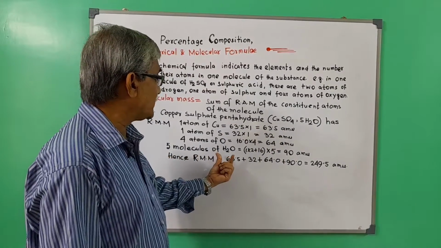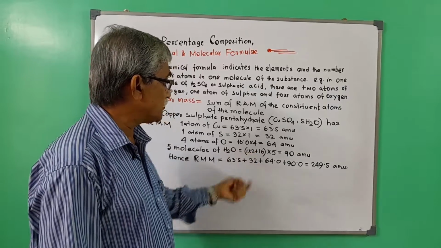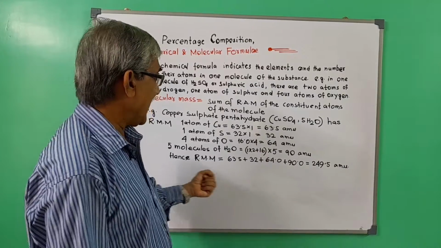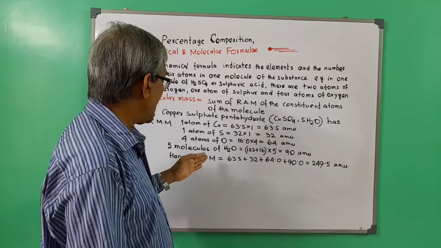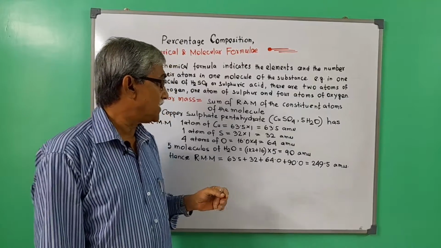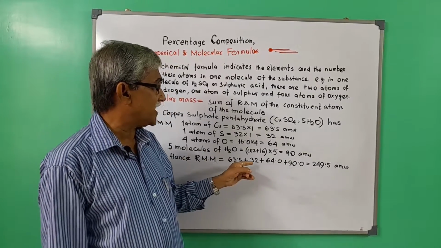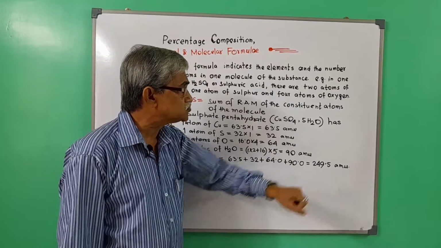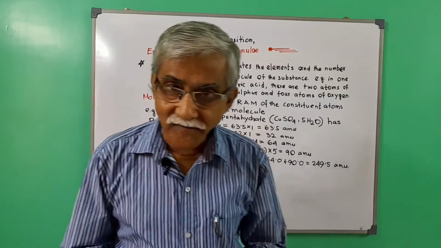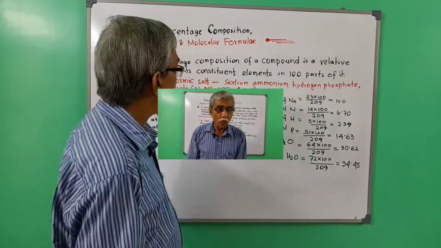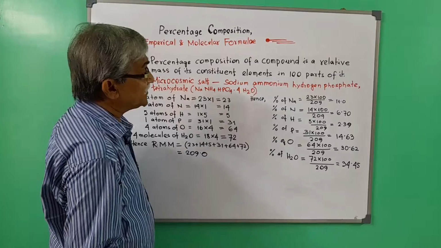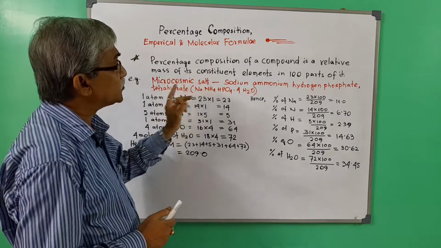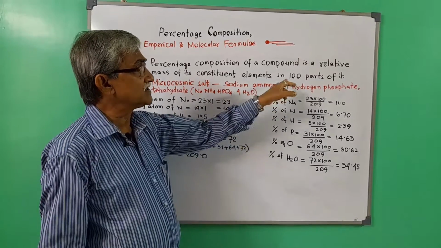And 5 molecules of water, that equals 1 into 2 plus 16, that whole into 5, that equals 90 AMU. So simply an algebraic addition of all these numbers, hence the RMM equals 63.5 plus 32 plus 64 plus 90, amounting to 249.5 AMU. Now percentage composition of a compound is the relative mass of its constituent elements in 100 parts of it.